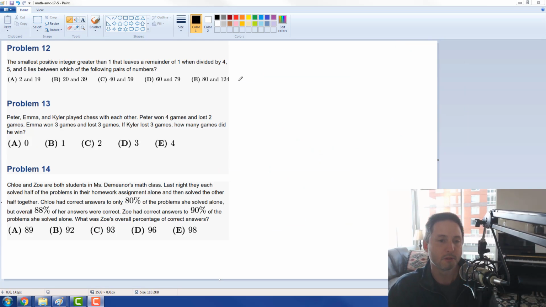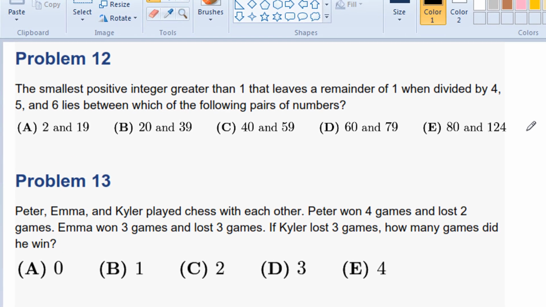Okay, so question number 12, the smallest positive integer greater than 1. This is always a very verbose way they say these things. So we're looking for the smallest number greater than 1 that leaves a remainder of 1 when divided by 4, 5, and 6, lies between which of the following pairs of numbers? Now again, if you haven't seen these questions before, the verbosity of the posing of it can intimidate you. So that's why I'm here to help you translate.